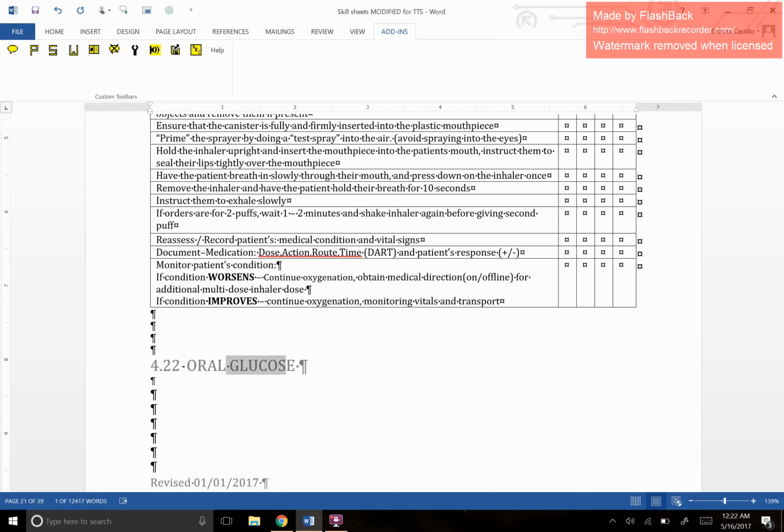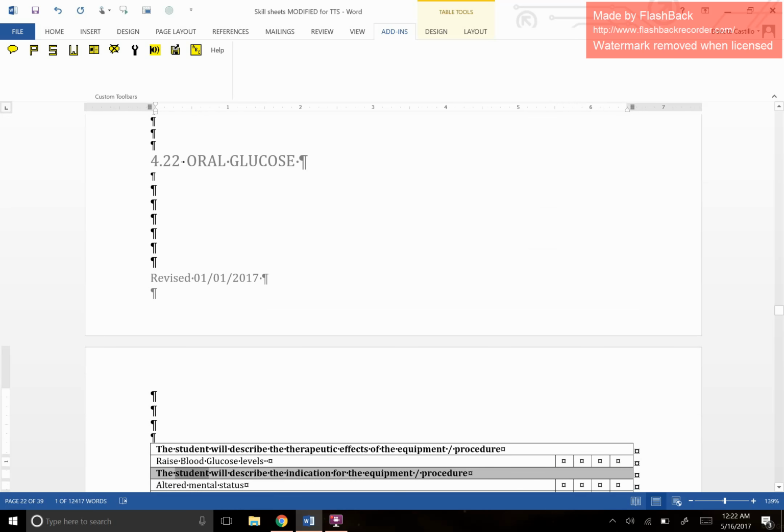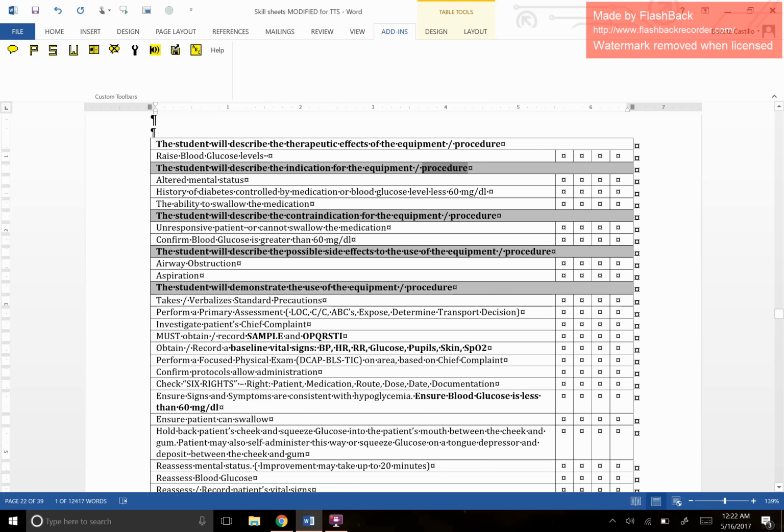4.22 Oral glucose. The student will describe the therapeutic effects of the equipment/procedure: raise blood glucose levels. The student will describe the indication for the equipment/procedure: altered mental status, history of diabetes controlled by medication or blood glucose level less than 60 mg/dl, and the ability to swallow the medication.